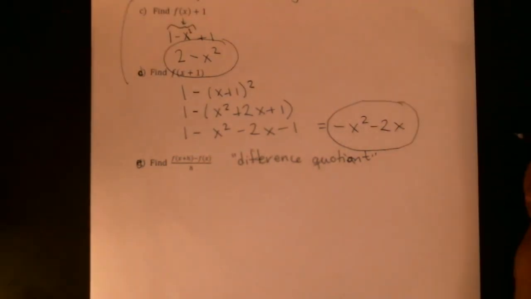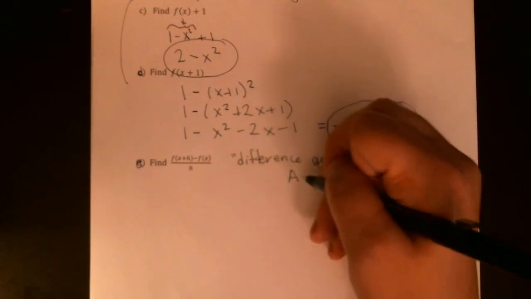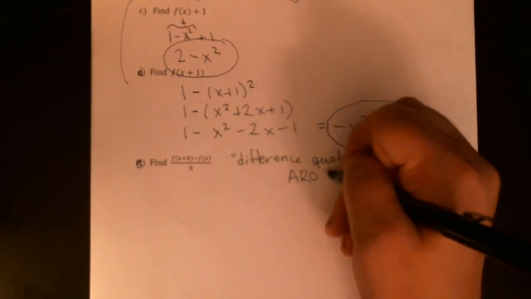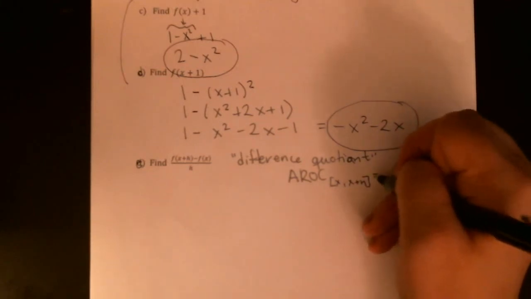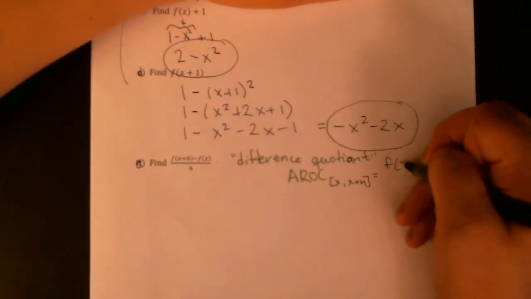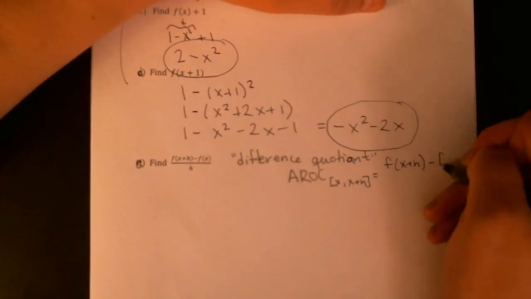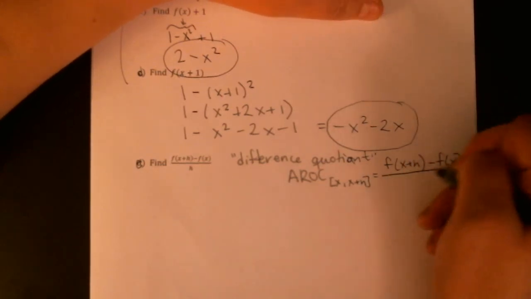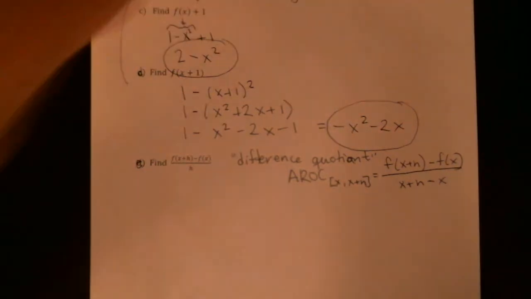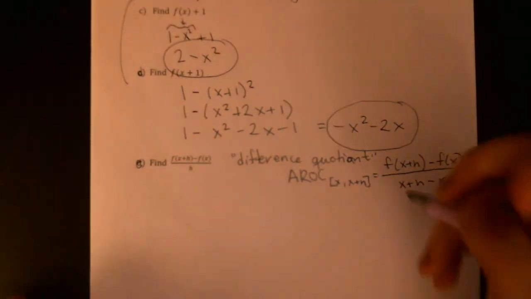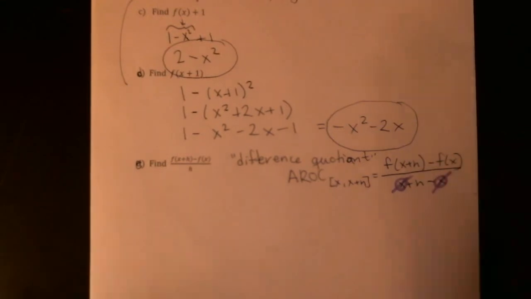Okay, so anyways, what we see here might not look quite like the average rate of change, but it really is. This is like an average rate of change from x to x plus h. If you look at how that sets up, you'd get on top f of x plus h minus f of x, and then on the bottom, you'd have x plus h minus x. And notice that those x's are going to drop out, and that's going to leave us with just the h on the bottom.